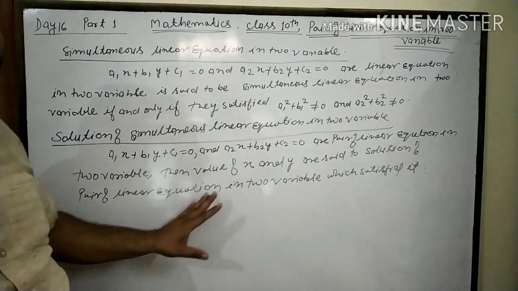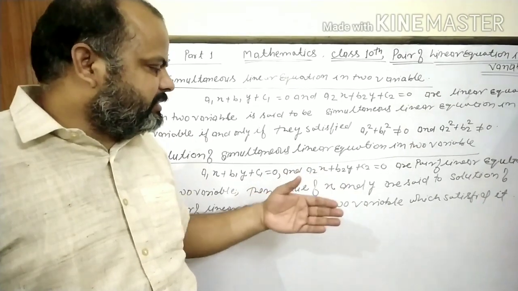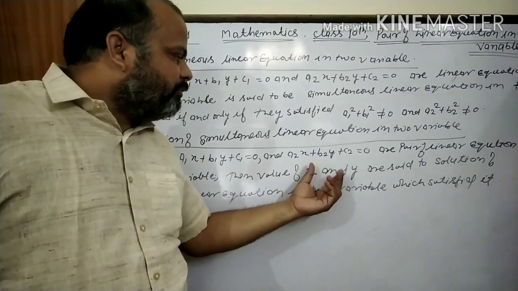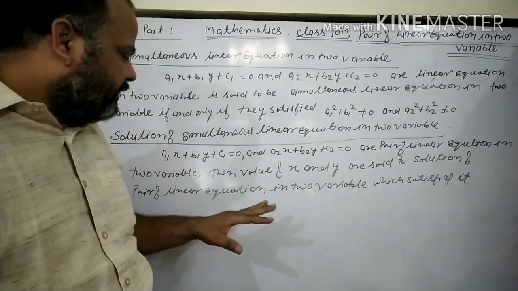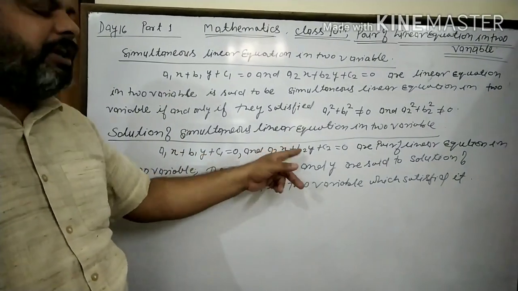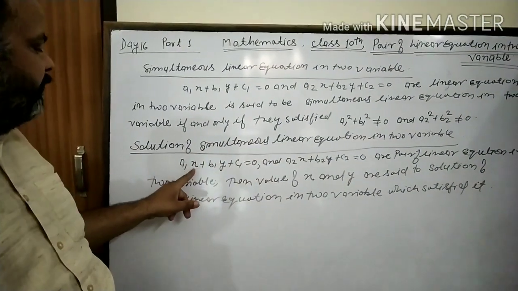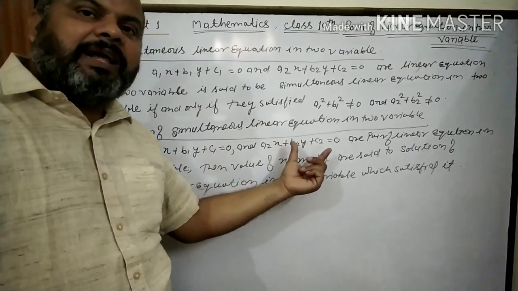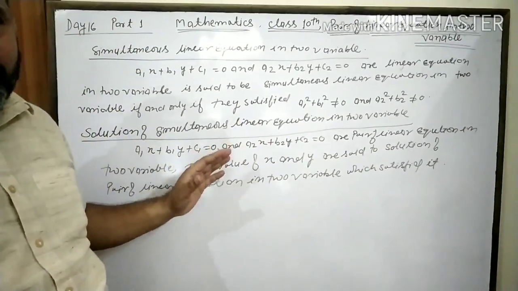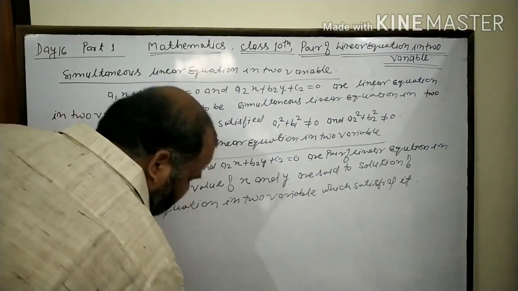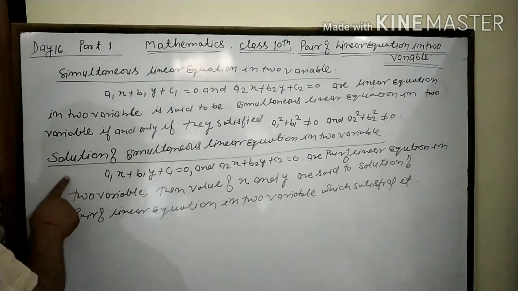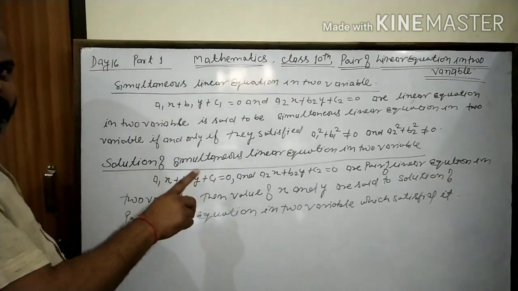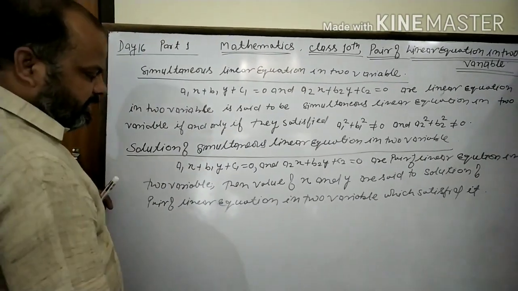It means if you can solve it by any method, we will discuss the methods in our next class, the values of x and y are said to be the solution if they satisfy both equations. Satisfied means if we put the values of x and y in both equations, then the left side and right side are equal. That is called satisfying it. Clear? I think everyone understood that the values of x and y which satisfy the equations are called the solution of linear equations in two variables.